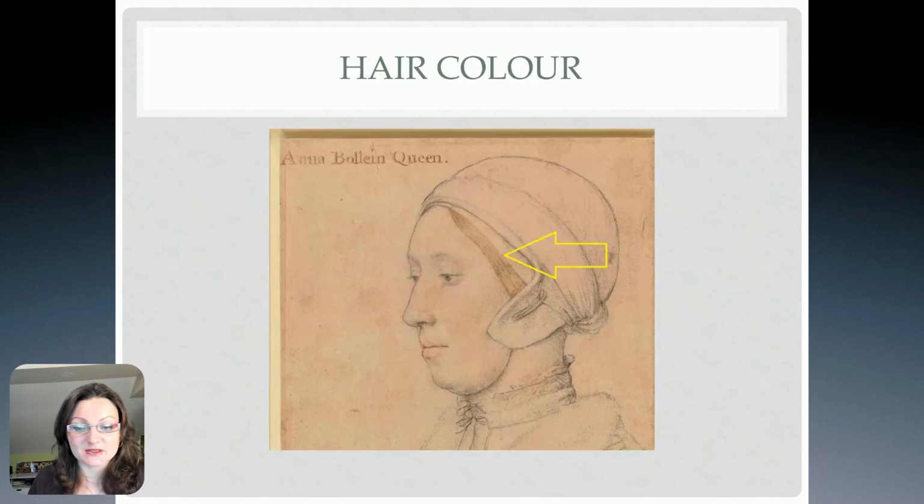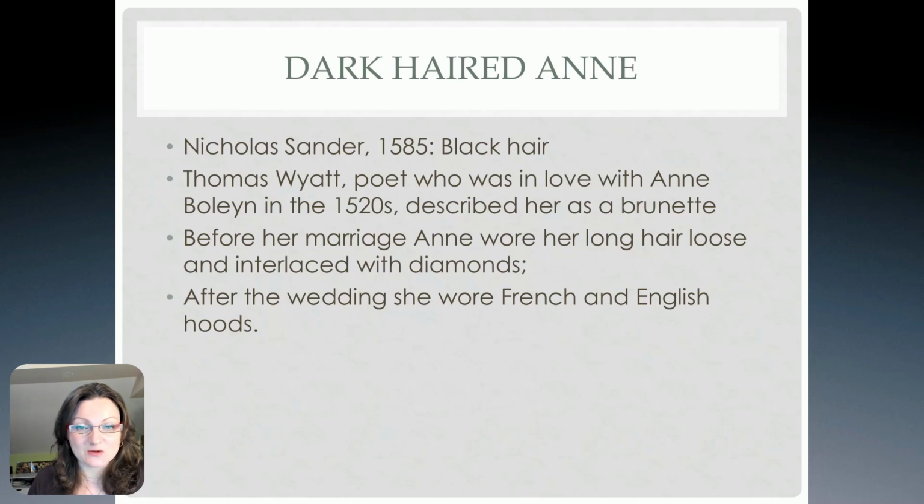Now, when it comes to Anne Boleyn's hair color, the woman in this sketch, Anne Boleyn Queen, has what appears to be blonde hair. Now, Nicholas Sander in 1585 described Anne as having black hair. Thomas Wyatt, a poet who was in love with Anne in the 1520s, described her as a brunette. Before her marriage, Anne wore her long hair loose and interlaced with diamonds and other precious stones. And after the wedding to the king, she wore French and English hoods.